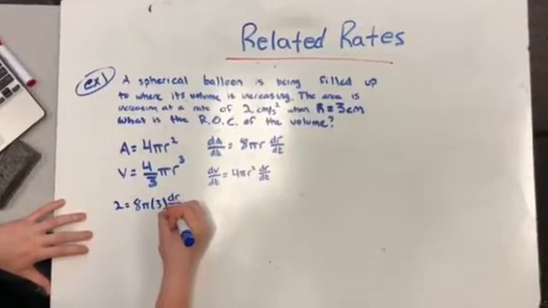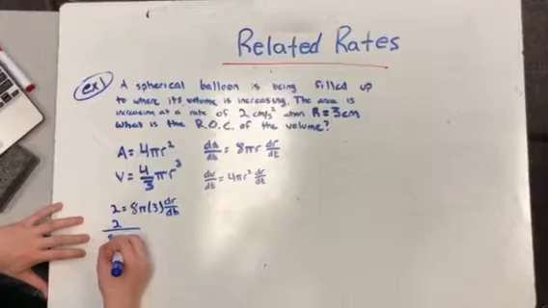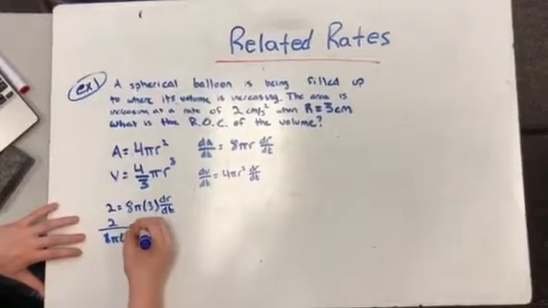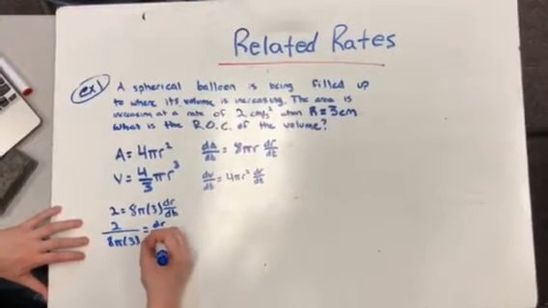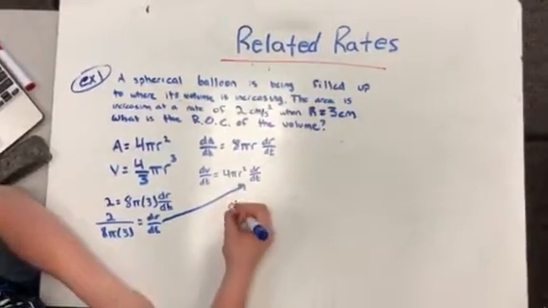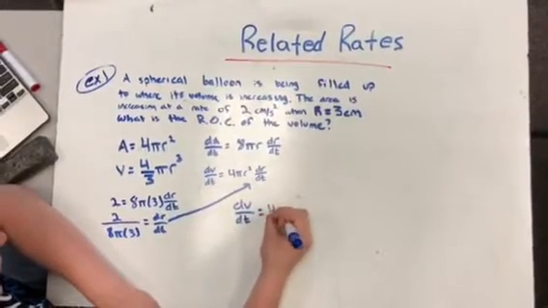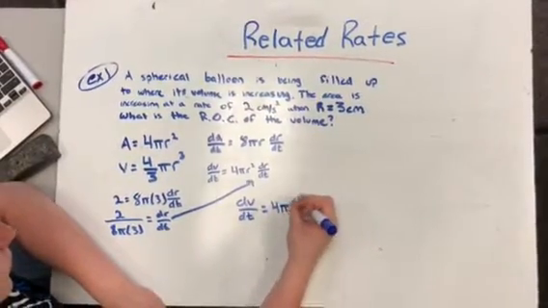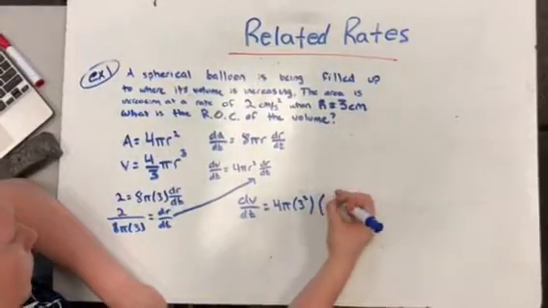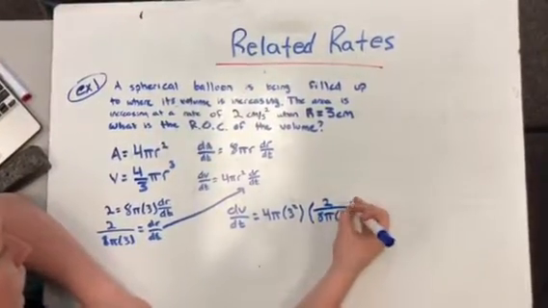You can next put 2 into the equation because it's given, and set that equal to 8 pi times 3, the radius, dr/dt. You can now solve for dr/dt, the rate of change of the radius, and plug that value into the differentiated volume equation. Now that you have the rate of change of the radius, you can solve for the rate of change of the volume when the radius is 3 centimeters.